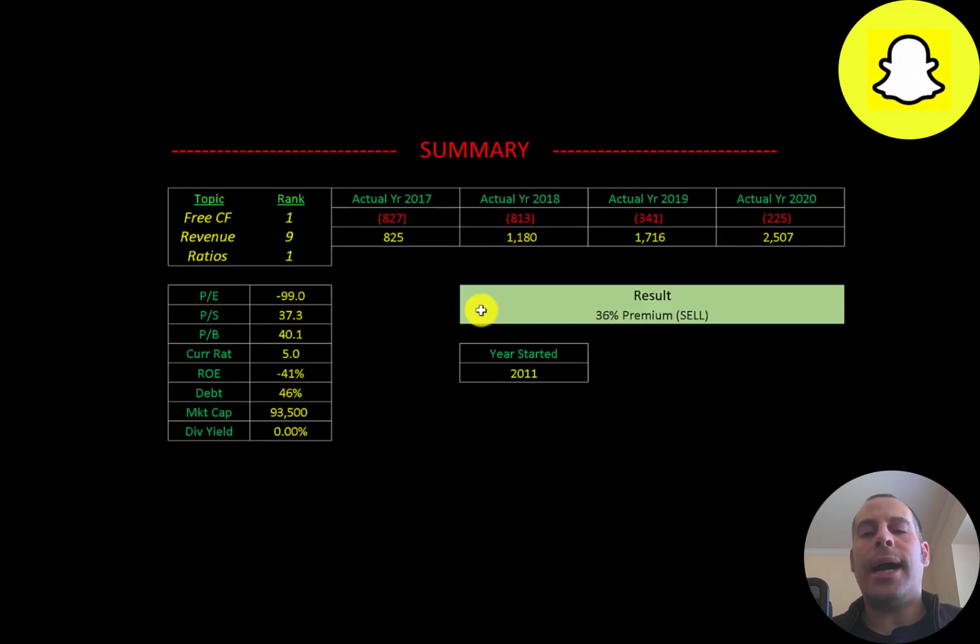So to summarize, I have them trading at a 36% premium, but I think this is a great long-term hold. I think this stock will definitely go up over time. It has such a big user base. And I rank their free cash flows 1 out of 10 because they're negative every year. I rank their revenues 9 out of 10 because they've been growing their revenue a lot every single year. And I rank their ratios 1 out of 10.